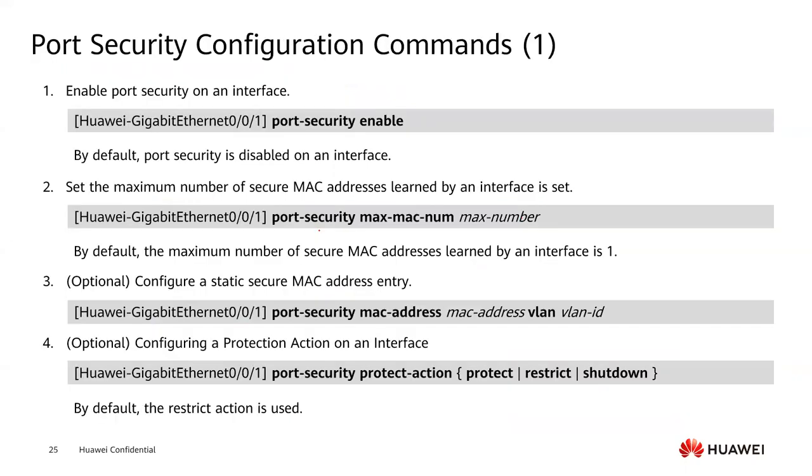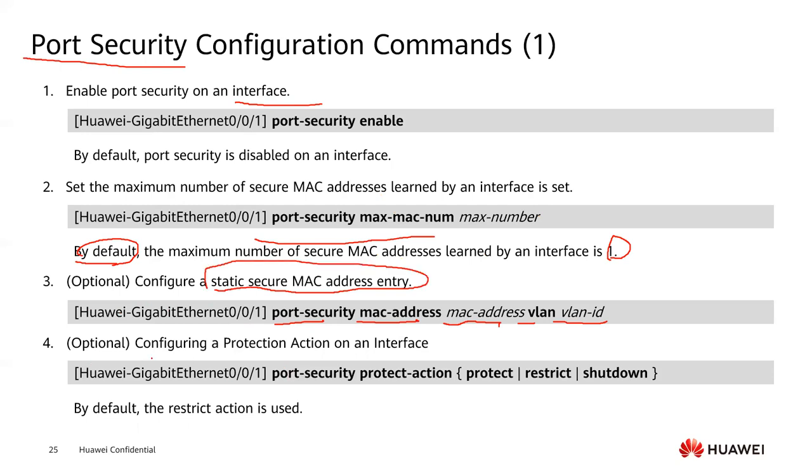Now let's look at how to configure port security. The first command is to enable port security on the interface. Then you need to set the maximum number of security MAC addresses by interface. Maybe you can set it to 1, 2, 3, but by default it is set to 1. You can use the port-security mac-address mac-address-value vlan vlan-id command to set a static security MAC address.